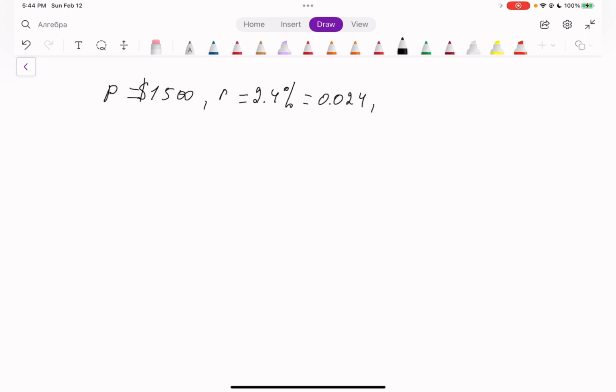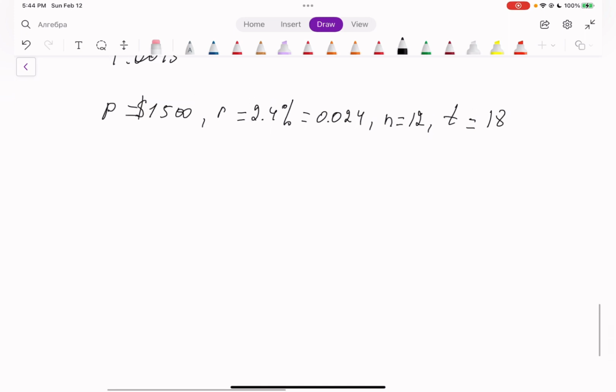Okay, and time is t. And n is the number of periods. So it says compounded monthly, then n is going to be 12, right? 12 months in 1 year. N is 12 and time is how much time period it is? 18 months. Okay. Let's do it.